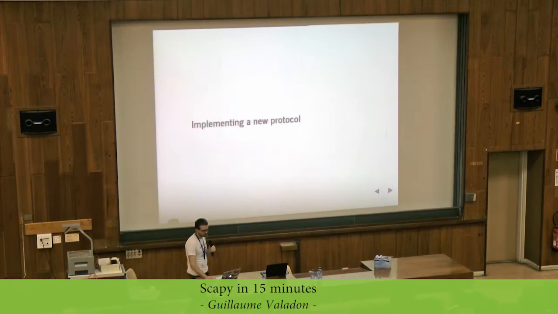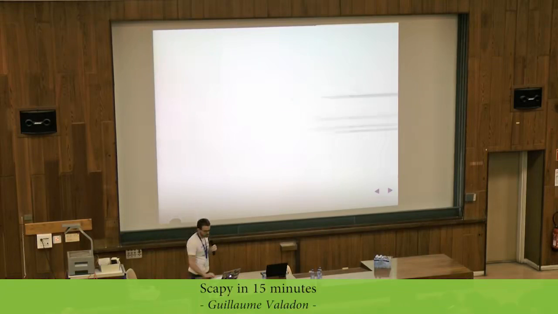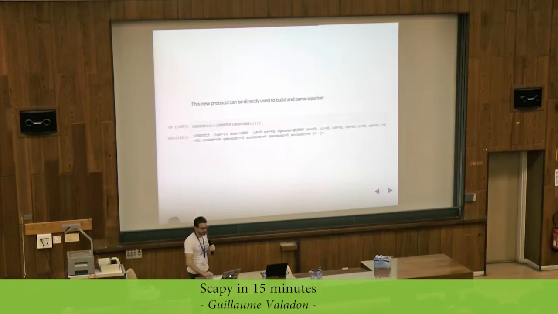Implementing a new protocol is kind of easy. You need to inherit from Packet and you need to define fields. So here I will define DNS over TCP. I create a Python object, inherit from Packet, and I define two fields. The first one is a length, and the other one is DNS, which is again a DNS packet. That's all you need to do, and then you can build a packet, get the string representation, the hexadecimal representation, the binary one, and then decode it. That's really, really easy.